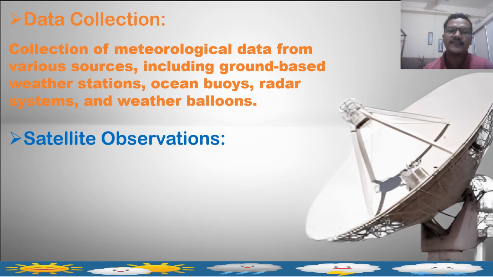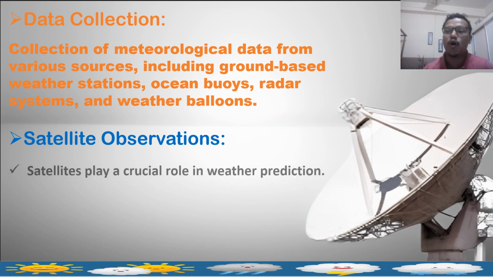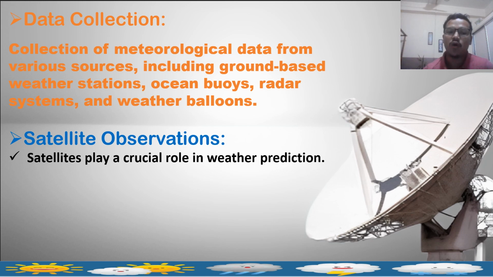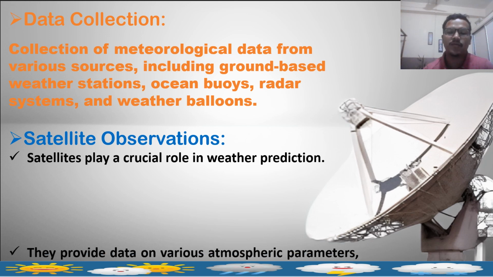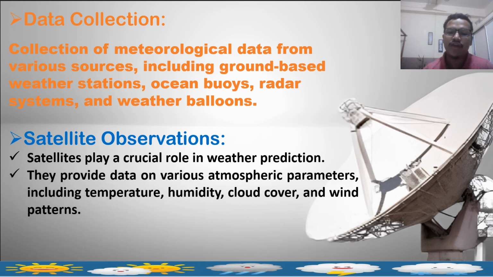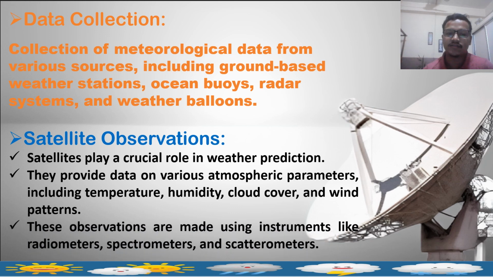Then the second one is satellite observations. After collecting the data, it should observe how it is, whether hot or sunny or rainy and so on. Satellites play a crucial role in weather prediction. Remember, without satellites, we cannot have weather prediction. They provide data on various atmospheric parameters, including temperature, humidity, cloud cover, and wind patterns. These observations are made using instruments like radiometers, spectrometers, and scatterometers. Now let us move ahead.